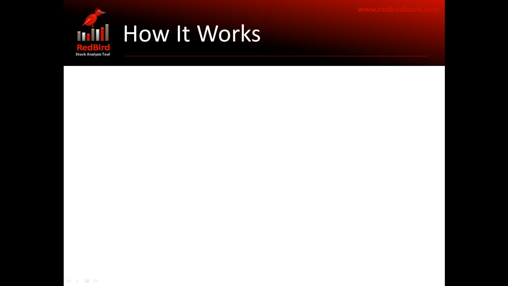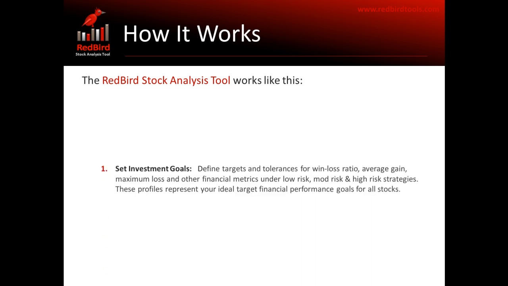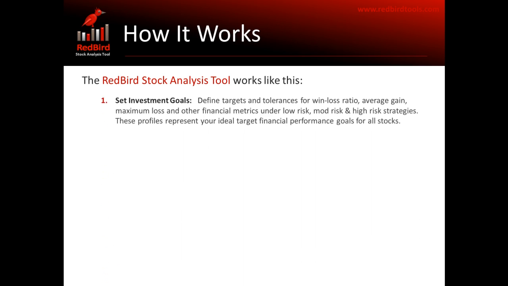How it works. The RedBird Stock Analysis tool is a proprietary piece of technology. The exact rules are hidden and encrypted. However, let's take a brief look at how the product generally works. First, users set investment goals. They define targets and tolerances for such things as win-loss ratio, average gain, and other financial metrics. They do so under 3 alternate risk profiles: low risk, moderate risk, and high risk. Each of these profiles represent their ideal target performance goals.